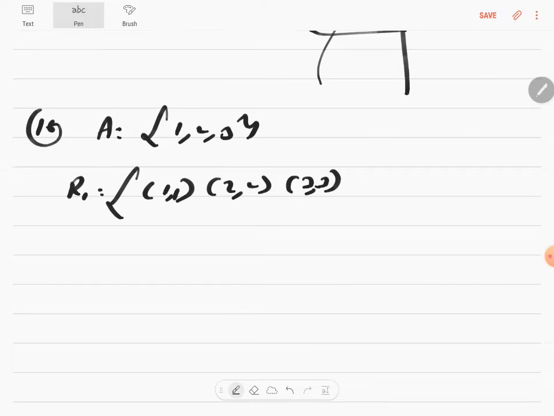Which has to be symmetric. So you can include 1,2 and 2,1, 2,3, 3,1, but not transitive. You can't have a 1,1. So you can't write this.